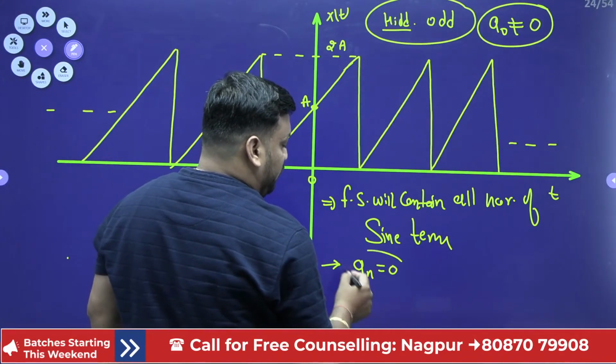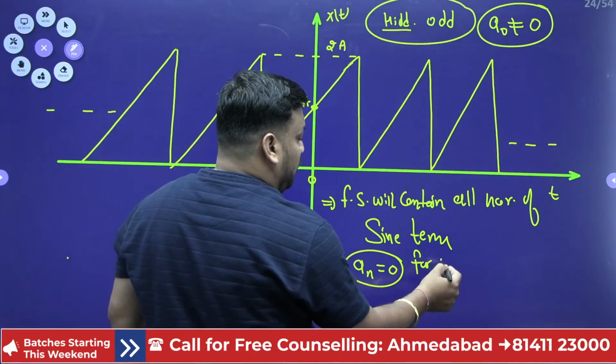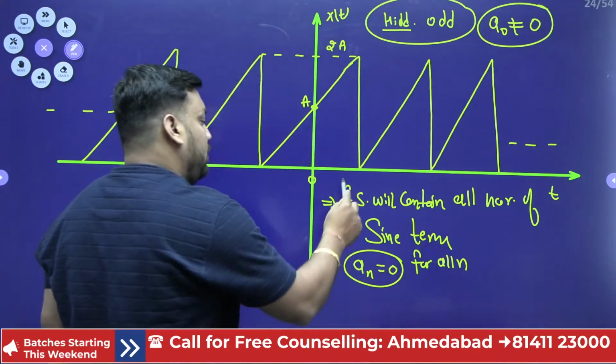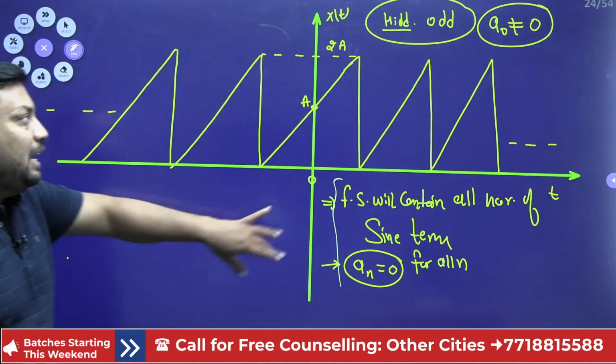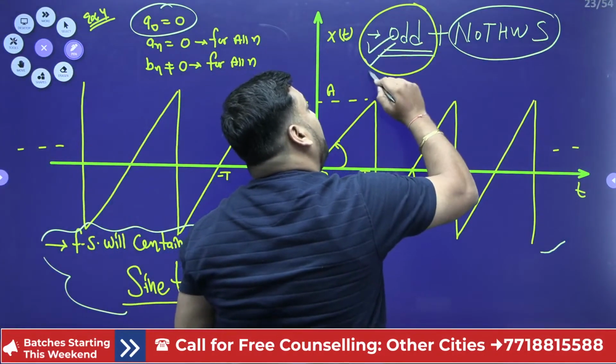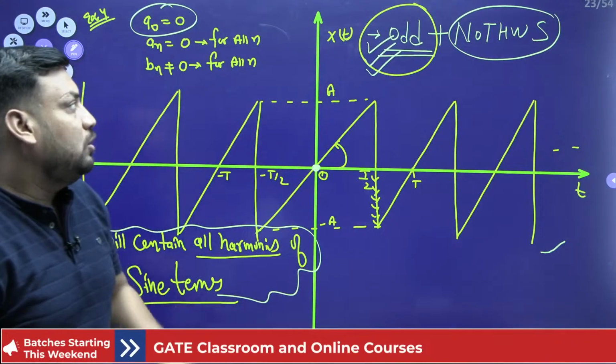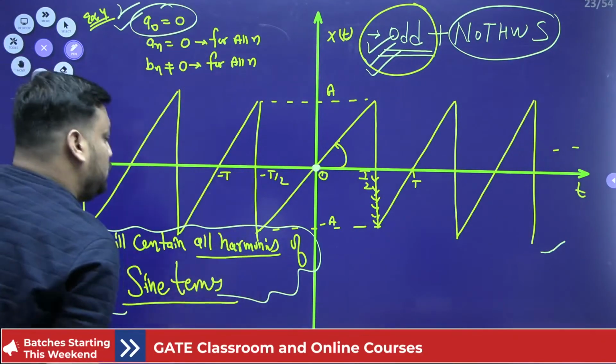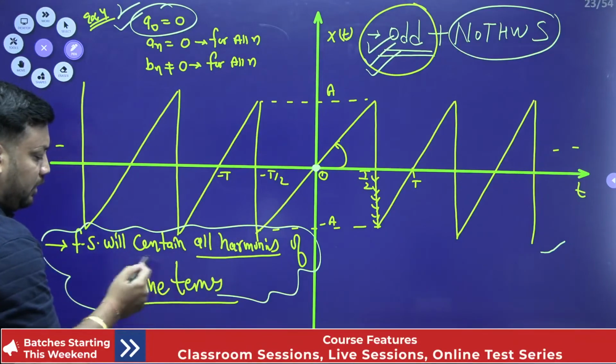An equal to 0 for all n. I hope it is clear to you. In the last diagram and this diagram, what is the difference? This is pure odd condition, pure odd symmetrical condition. So that is why A0 is also equal to 0 and the Fourier series contains all harmonics of sine term.